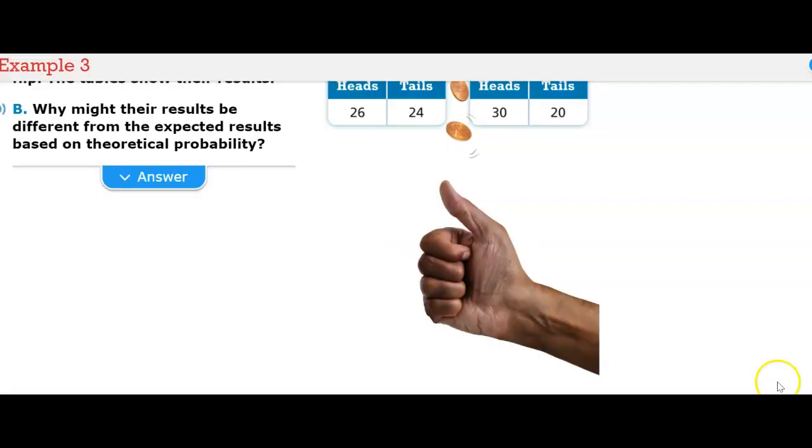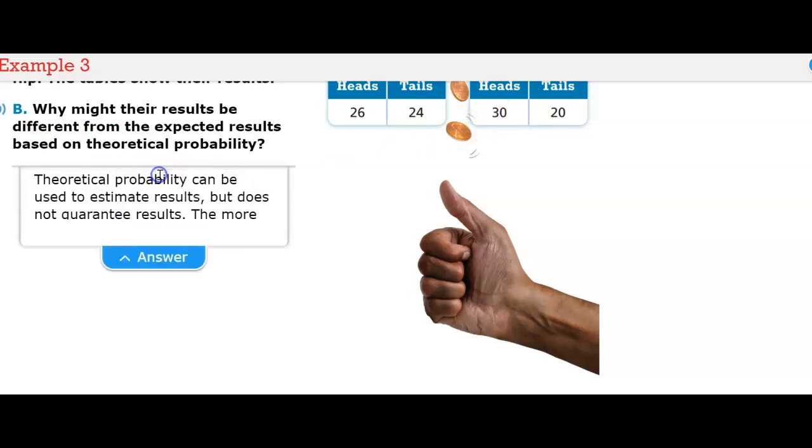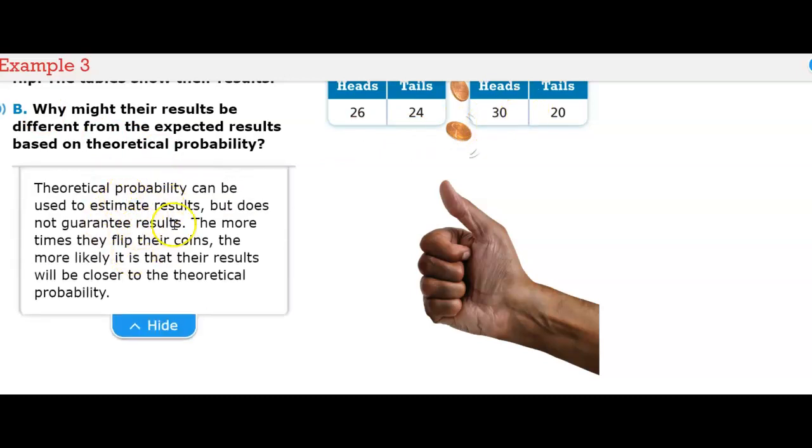So we look here, and it asks why their results might be different from the expected results based on the theoretical probability. And it says theoretical probability can be used to estimate results, but does not guarantee results. The more times they flip their coins, the more likely it is that their results will be closer to the theoretical probability.